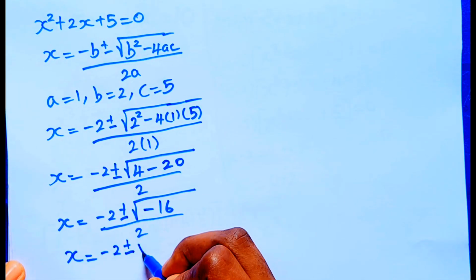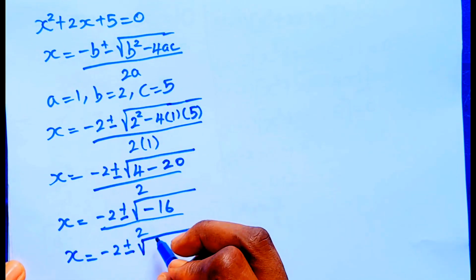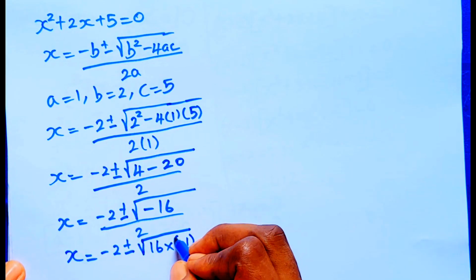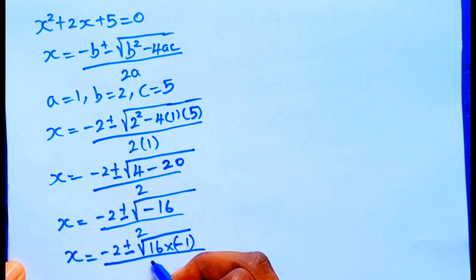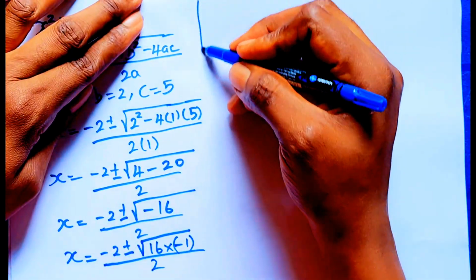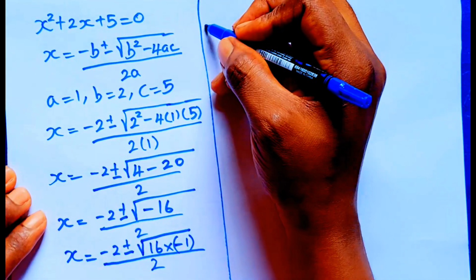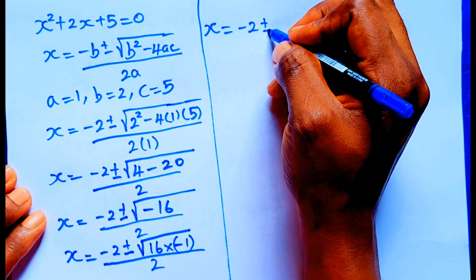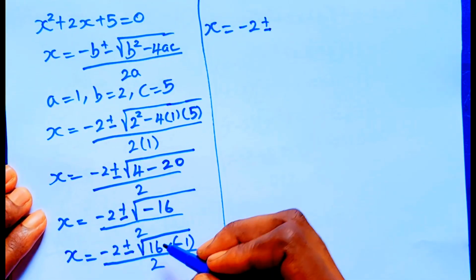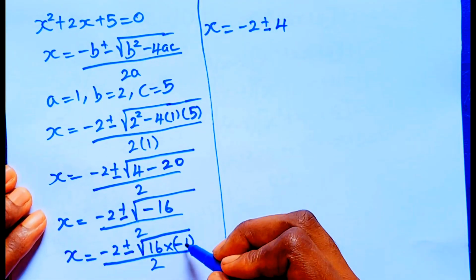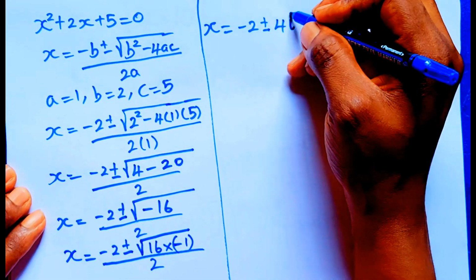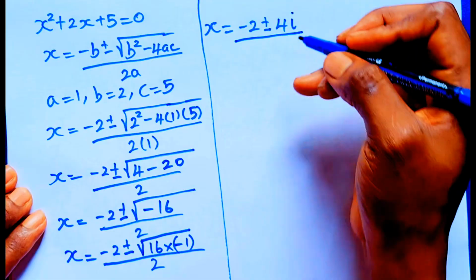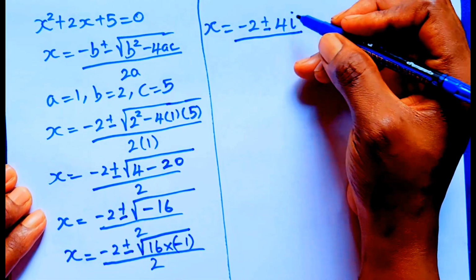Now we can write the square root of minus 16 as the square root of 16 times minus 1. Okay, let's put this in parentheses. Then divide by 2. Okay, so this is what we have now. Then from here, x will be equal to minus 2 plus or minus the square root of 16 equals 4. Okay, and the square root of minus 1 equals i. It is an imaginary number. The square root of minus 1 is an imaginary number, and that is why we are writing it as i.